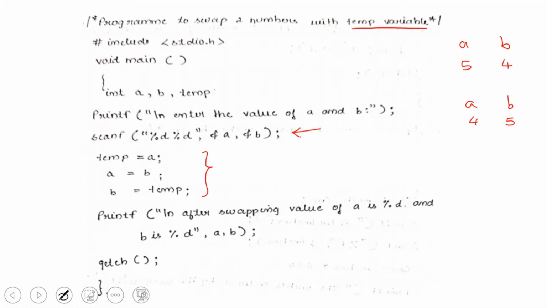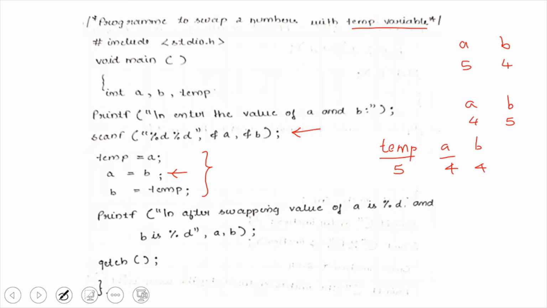Now you can have a temporary variable, temp, along with A and B. So first step, temp gets the value of A. So after the first step, A has the value 5, B has the value 4, and temp has the value 5. Next step, B copies the value to A. So after this step is over, A gets the value 4 and B gets the value 4.